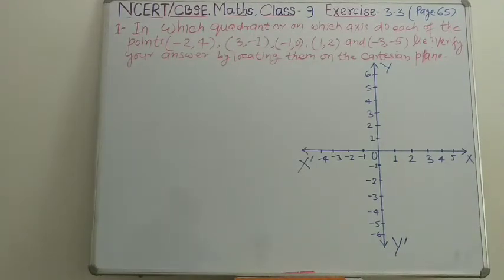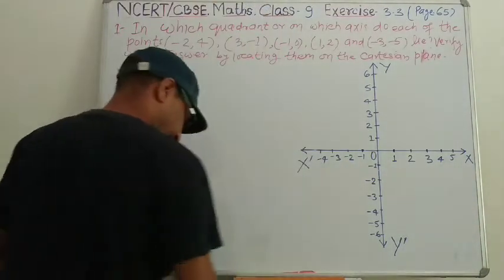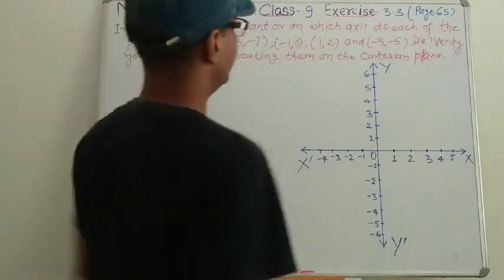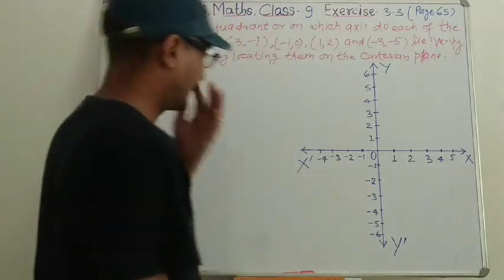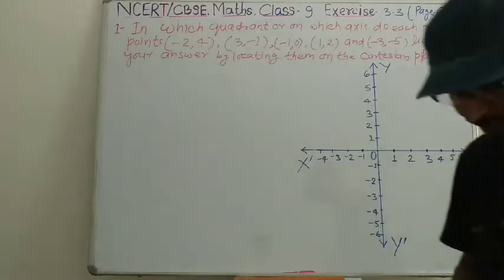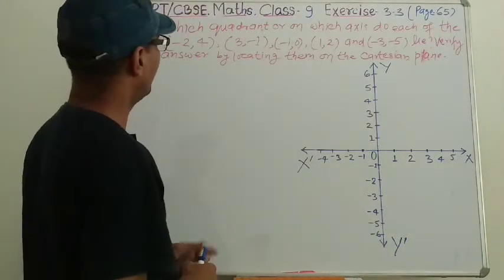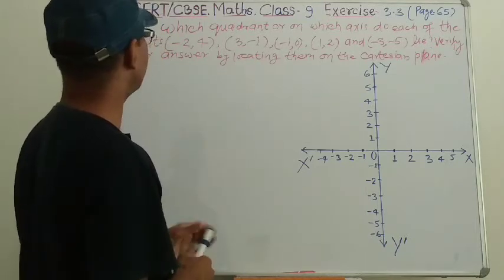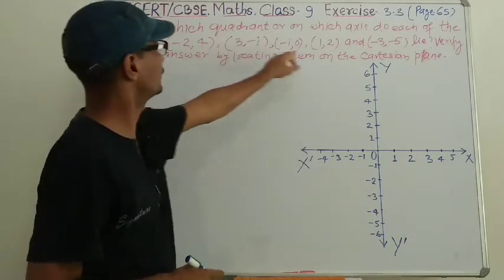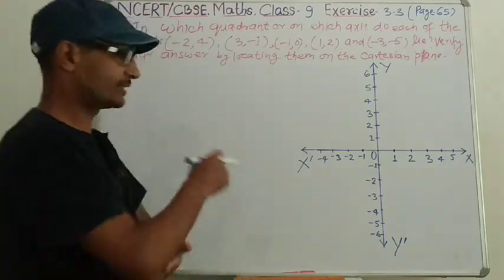So, dear students, today we will do question number 1 of exercise 3.3, page number 65. And actually, you should take a graph. You should do it on graph paper, so it will be easy for you. So first let's see what the question is. In which quadrant or on which axis does each of these points lie? Points 1, 2, 3, 4, 5 are given here. Verify your answer by locating them on the Cartesian plane.